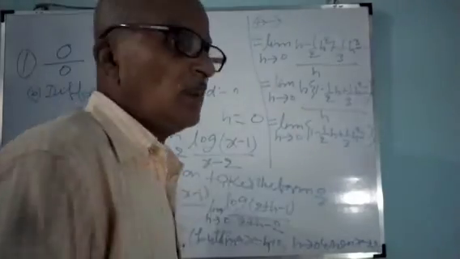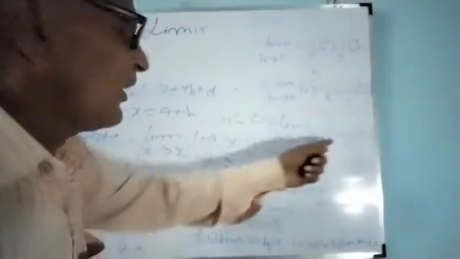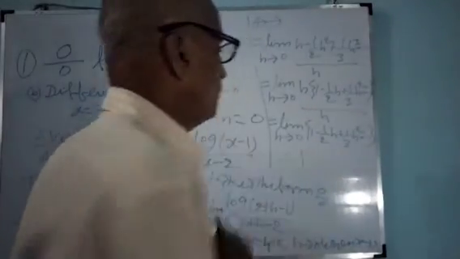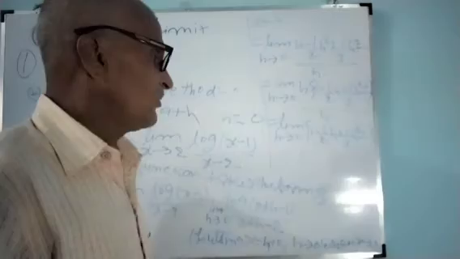Now what do we see? The indeterminate form vanishes. Now we put h is equal to 0 in the function. We get the limiting value of the function. This is equal to 1. This is the required limiting value of the function.